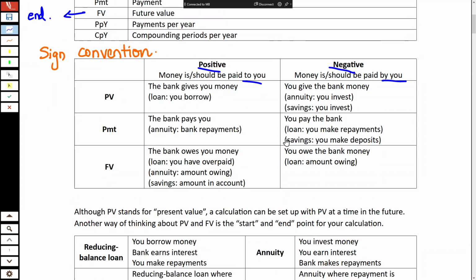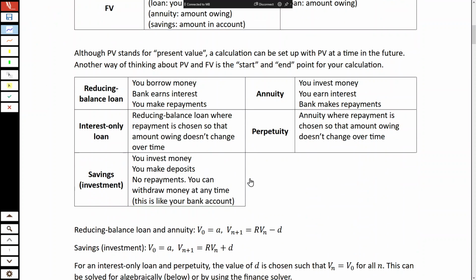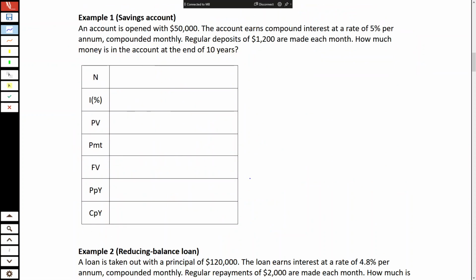Okay. I think we should do some examples because I think it's all a bit theoretical right now. I think by doing some examples, this will make a bit more sense. So flip over to the first page.